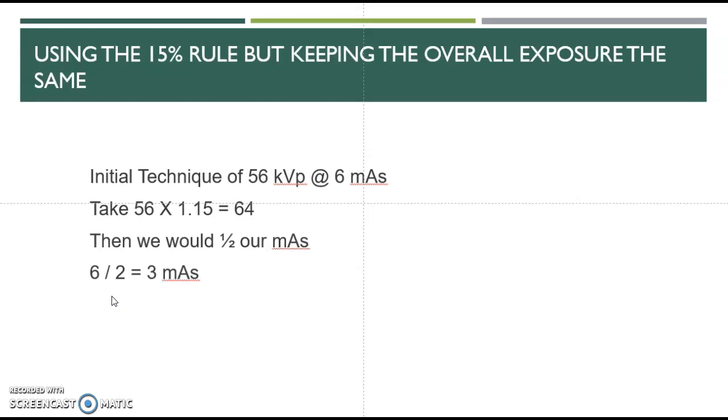So we have a technique of 56 kVp at 6 mAs. We want to increase our kVp by 15%, so we're going to take 56 times 1.15 to get 64 kVp. Since we are increasing our kVp, in order to keep our overall exposure the same, we have to then halve our mAs. So we take our 6 mAs divided by 2, and we get 3 mAs. So our new technique, keeping overall exposure the same, would be 64 at 3. And I think everyone is good here.